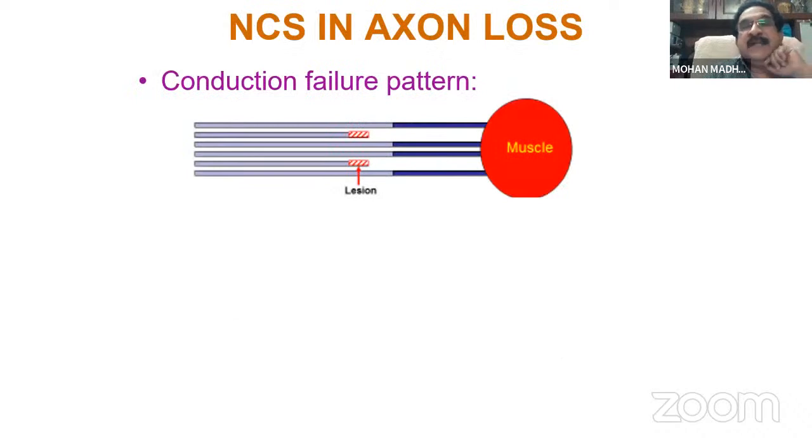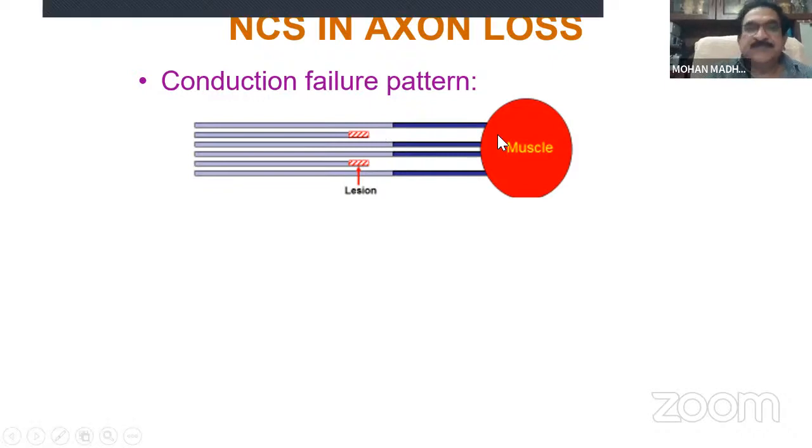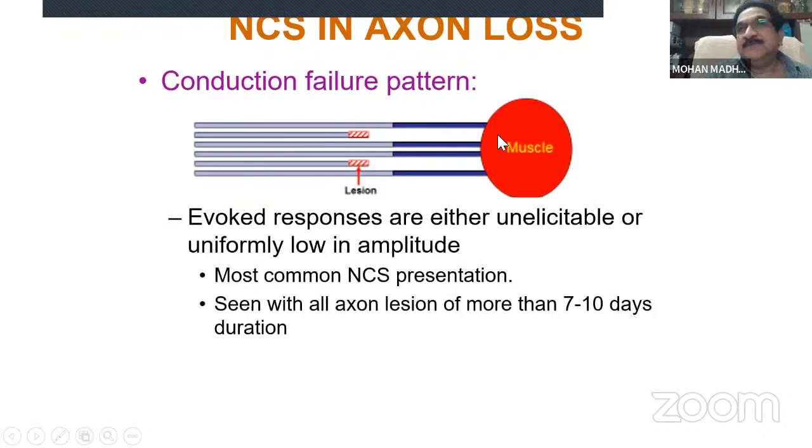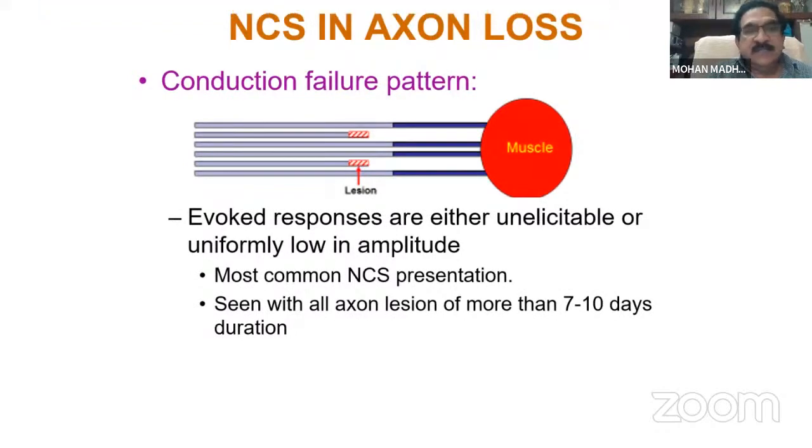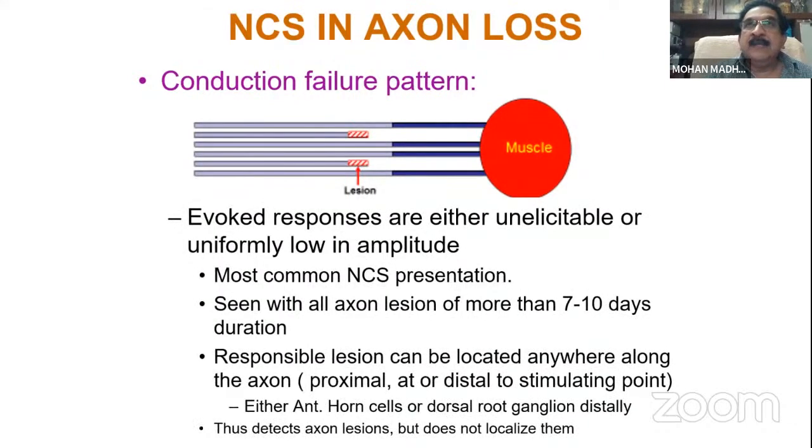Now coming to NCS and axonal loss. What happens is the axon is interrupted and the distal part will degenerate. So whether you stimulate and evoke the response proximally or distally, you are going to get a low amplitude. The evoked responses are either inelicitable or uniformly low in amplitude. This is seen 7 to 10 days after the lesion. And the responsible lesion can be located anywhere along the axon, from the anterior horn cell down to the distal part.